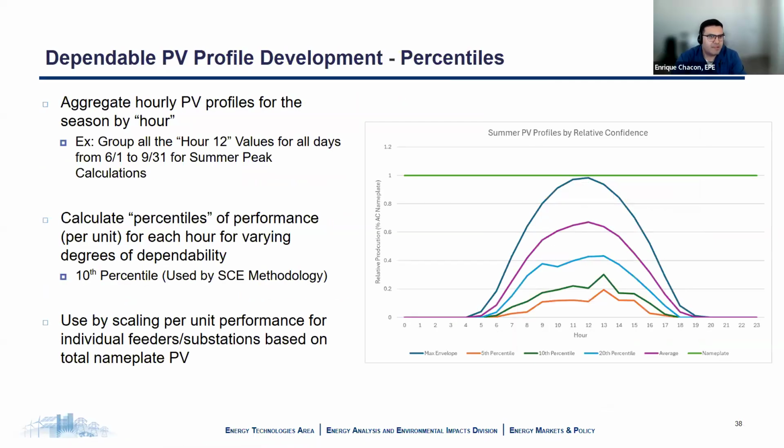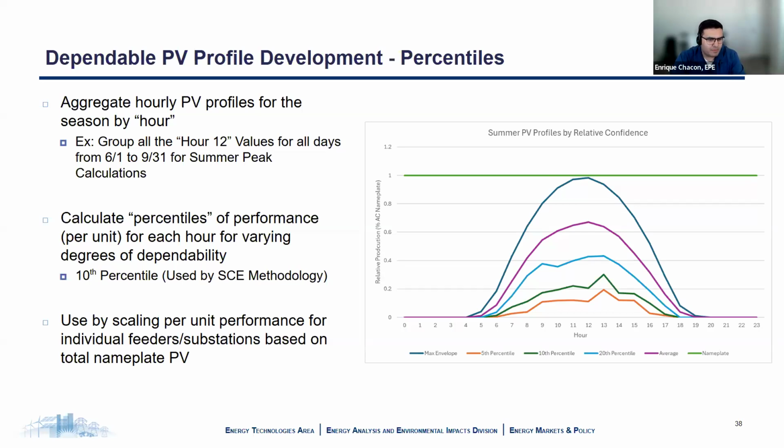Okay, now when it comes to the dependable PV profile development for percentiles, here we take the aggregate hourly PV profiles for the season by hour. Based on that, the percentiles of performance per unit of each hour are calculated for various degrees of dependability. That concept of dependability is just, again, the 10th percentile, so this value is greater than 10% of the lowest values. That is the risk that the SCE utility has decided to take. That percentile could be changed, but that's more risk being accepted. That's the SCE methodology.